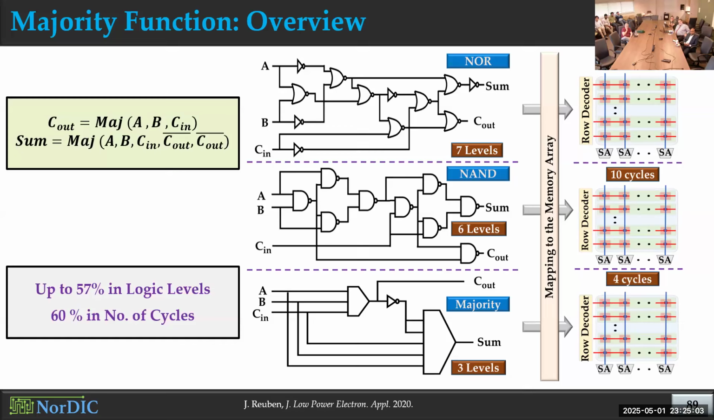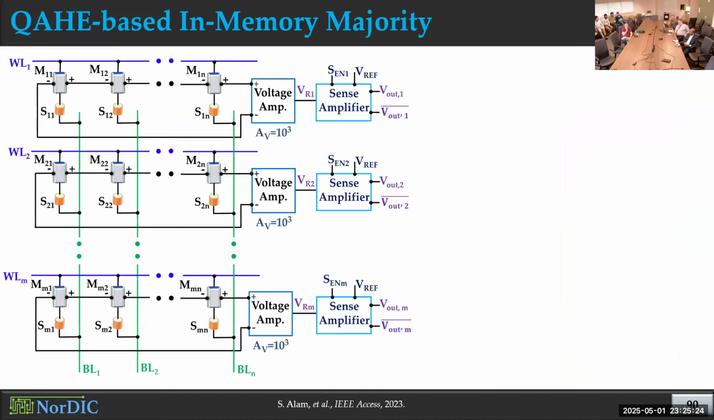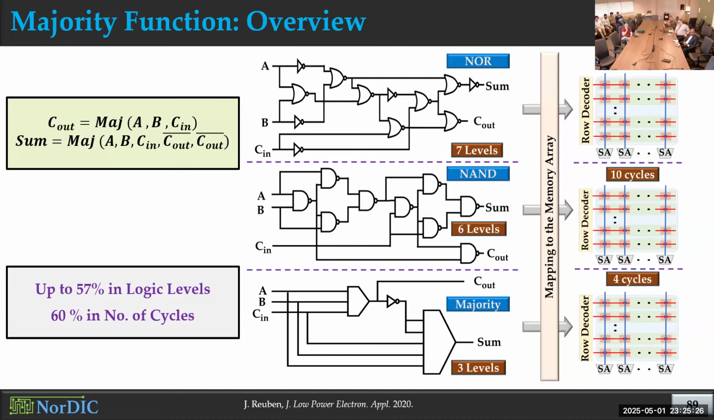And this is well known. It has been used in different memory systems to perform this majority based addition. And to summarize, the majority based logic provides you 57% lower logical levels, and also for in-memory computing, this majority based implementation needs at least 60% fewer cycles. Just FYI, there are a lot of majority circuits, we call them voter circuits, used in radiation hardened digital systems to provide immunity to single event upsets, where a bit flips due to an ion strike.